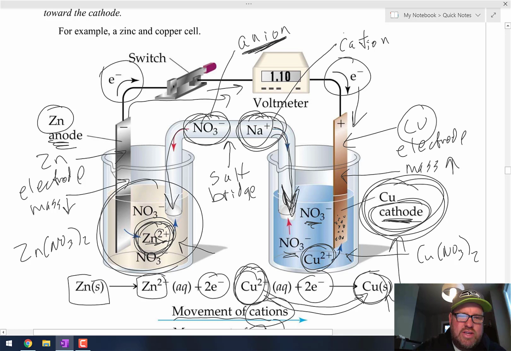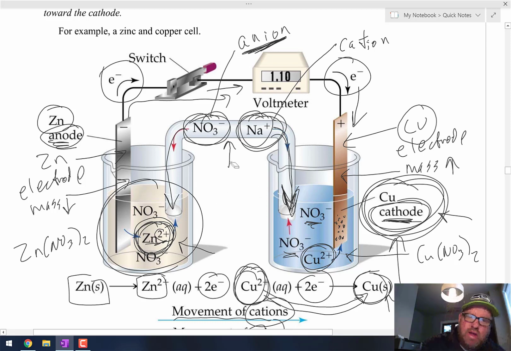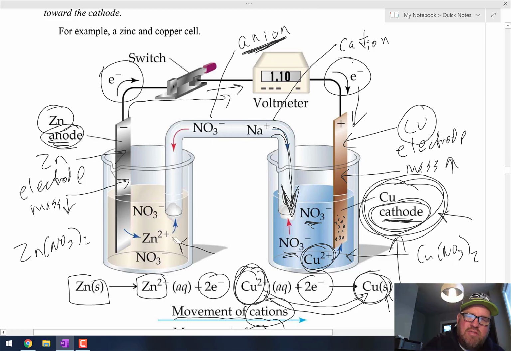Electrons, as you can see, flow from the anode to the cathode every single time. Whichever side is losing electrons, that's the side the electrons are leaving. Whatever side is gaining the electrons, that's the side the electrons are flowing to. And remember, anode oxidation, cathode reduction. And remember that in the salt bridge the anions flow to the anode side, again to maintain the electrical neutrality of the solution.